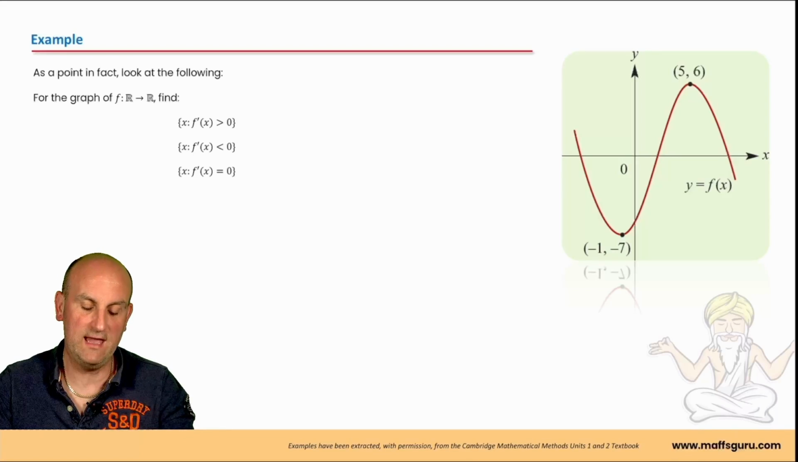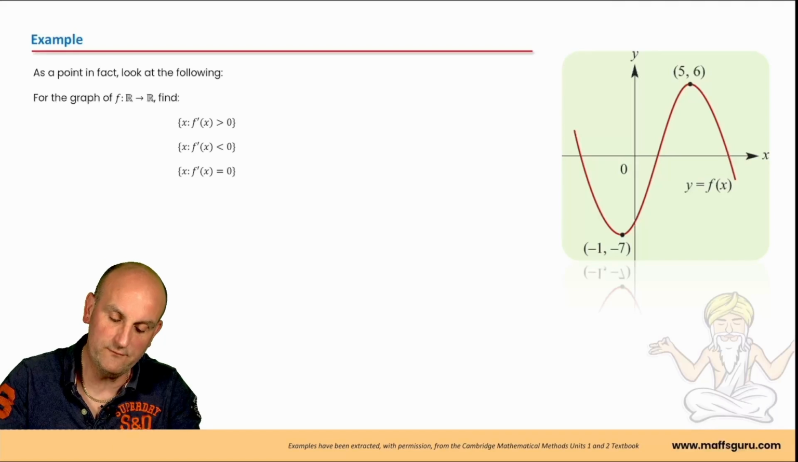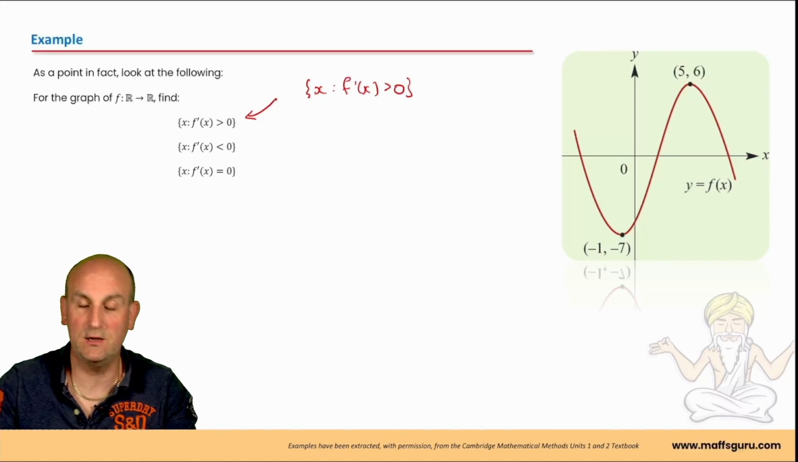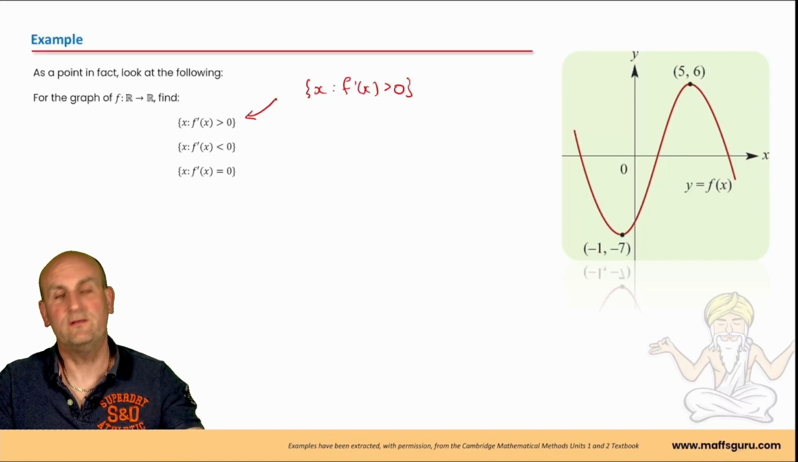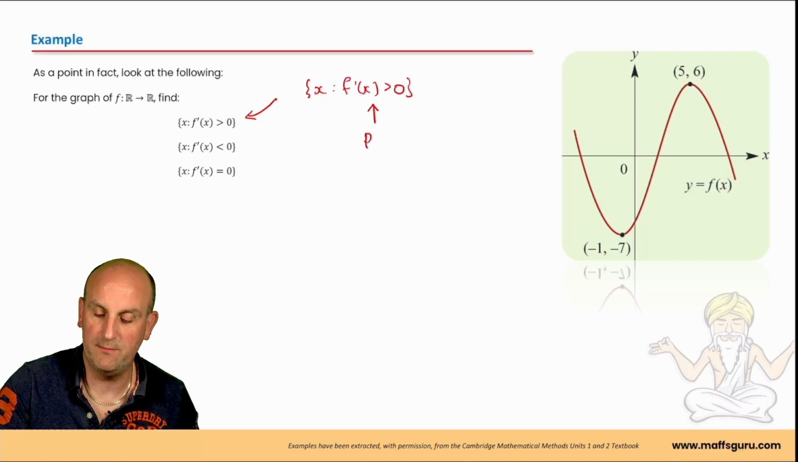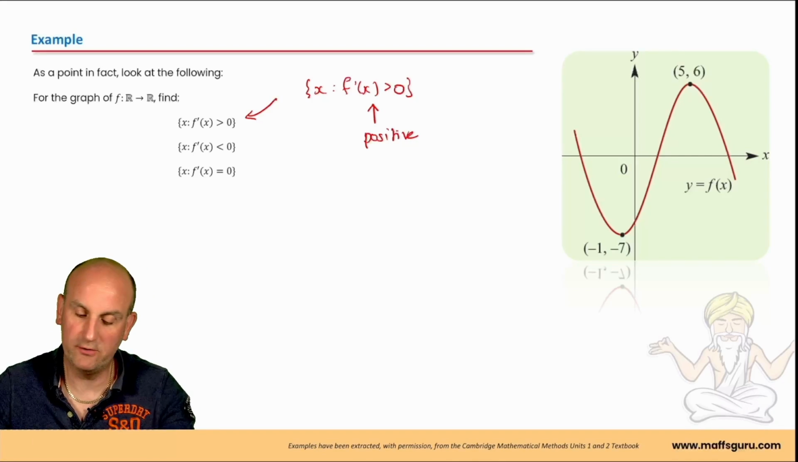Now for the graph of f, which maps real numbers onto the reals, find this. Obviously this notation is there to try and confuse. It means find the set of values for x where f dash of x is greater than zero. So this is going to be an interval. We're trying to find out where my gradient is going to be positive. Looking at this graph, where is my gradient going to be positive?